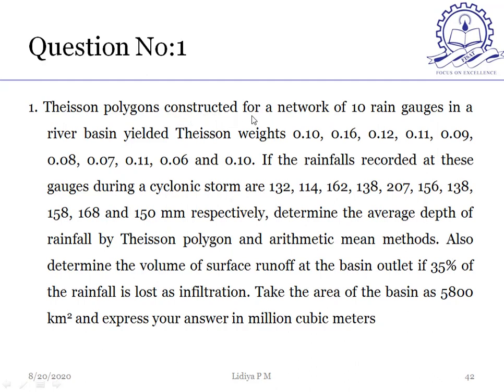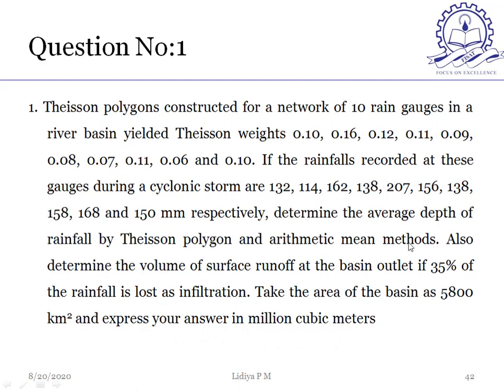A Thiessen polygon constructed for a network of 10 rain gauges in a river basin yielded Thiessen weights, which are given. 10 Thiessen weights are given. Similarly, the rainfall data is also given. We have to calculate the depth of rainfall by Thiessen polygon and arithmetic mean methods. Also determine the volume of surface runoff at the basin outlet, if 35% of the rainfall is lost as infiltration. Take the area of the basin as 5800 square kilometers and express your answer in million cubic meters.